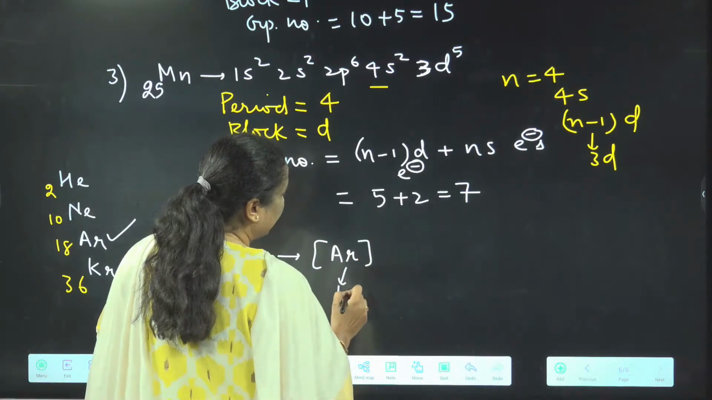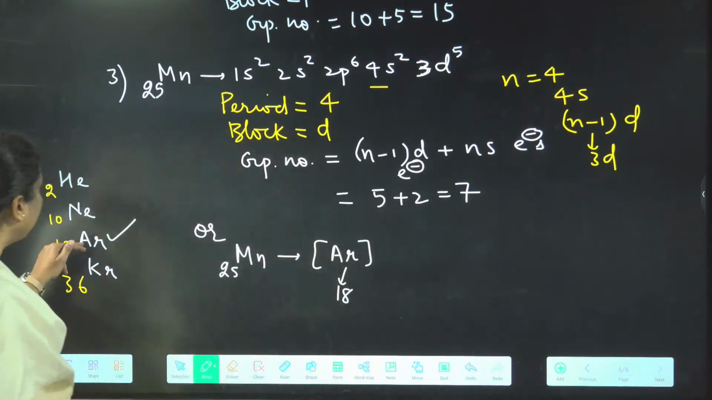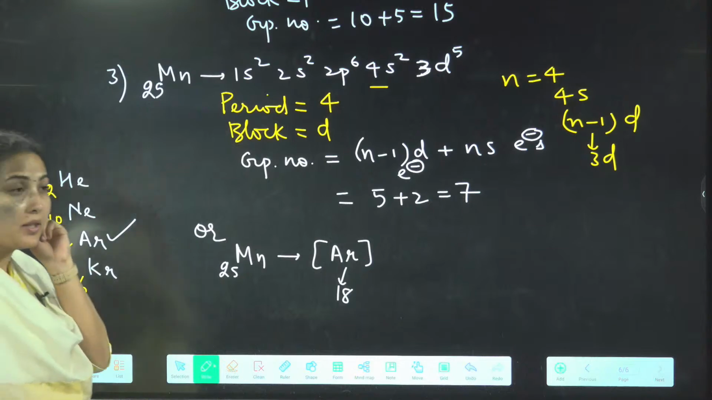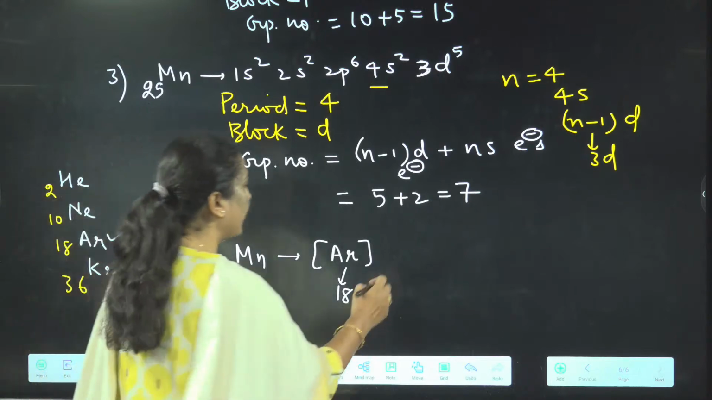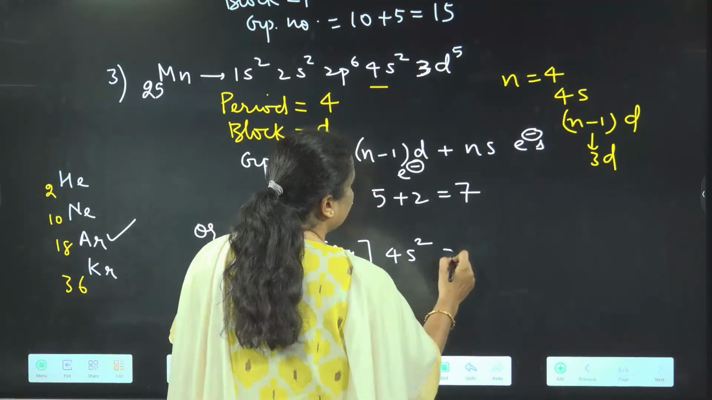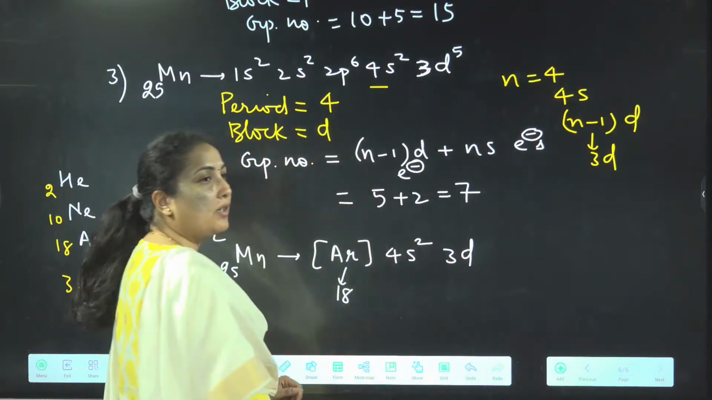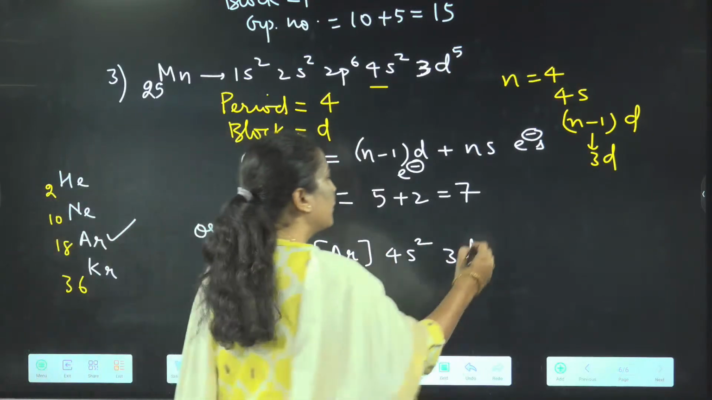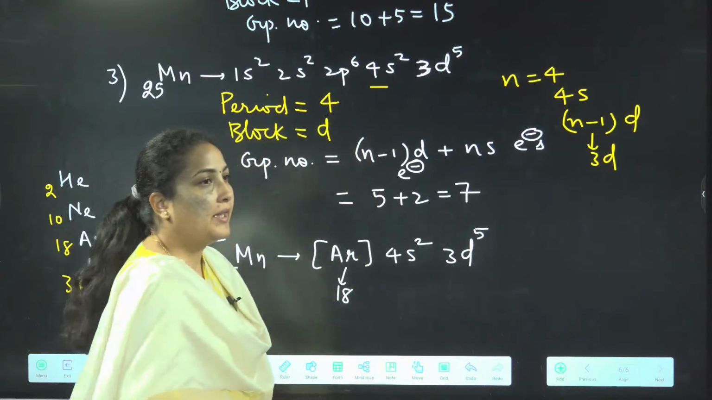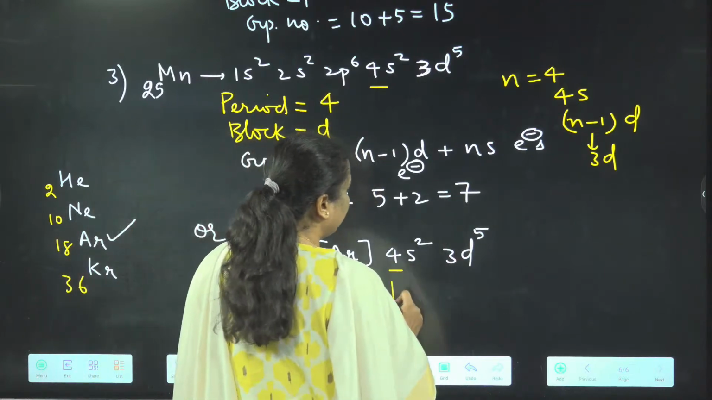So argon 18 is done. Argon marks the end of third period. First period, second period, third period. So the electron has to enter into 4s. 4s2. So already 20 electrons done. How many are remaining? 5 more. So 3d5. Right? So from here it becomes easier.